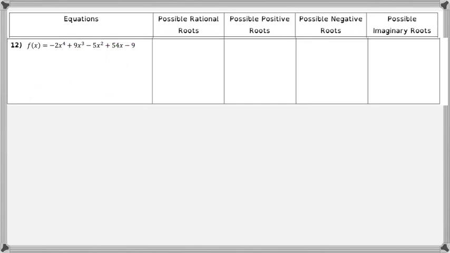So this next one, we're trying to figure out our possible rational roots first. And so you're going to take your constant, 9. We're going to find all the factors of 9, which is going to be 1, 3, and 9. And we're going to divide that by all the factors of your leading coefficient, which was 2, which is 1 and 2. And so this time we're going to have 6 possible fractions.